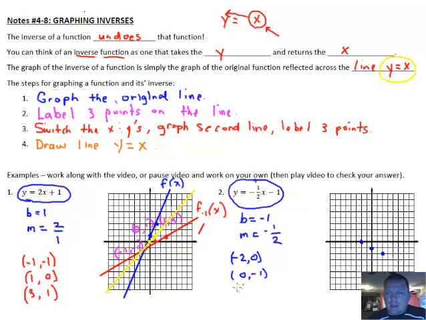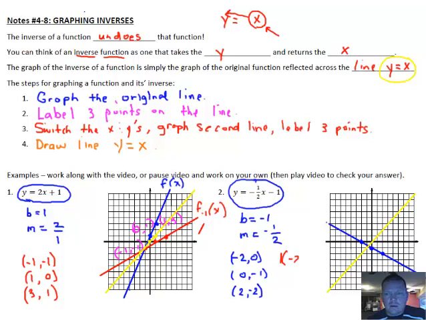I have (0, -1), and then I have (2, -2). And I'll go ahead and draw the line through those points. I'm also going to draw the line that goes through my origin, the y equals x. I'm going to go ahead and draw that right now before we get going too much further. And then I'm going to go ahead and switch the x's and y's at these 3 points. So these will be my inverse points, my inverse function points.